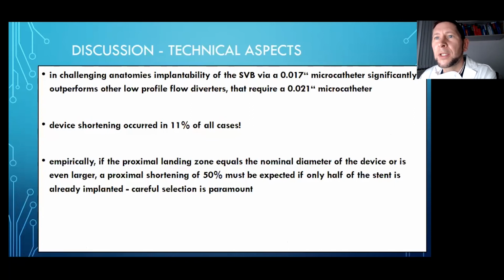So in general, in challenging anatomies, the implantability of the Vista baby via a 17 microcatheter significantly outperforms other devices which use or require a 21 microcatheter. However, device shortening occurred in 11% of all cases. So it's important to calculate that the Vista baby may shorten after implantation or during implantation. And especially if the proximal landing zone equals the nominal diameter of the device or is even larger, a proximal shortening of 50% must be expected if only half of the stent is already implanted. So it's very important to carefully select the implant prior to treatment.